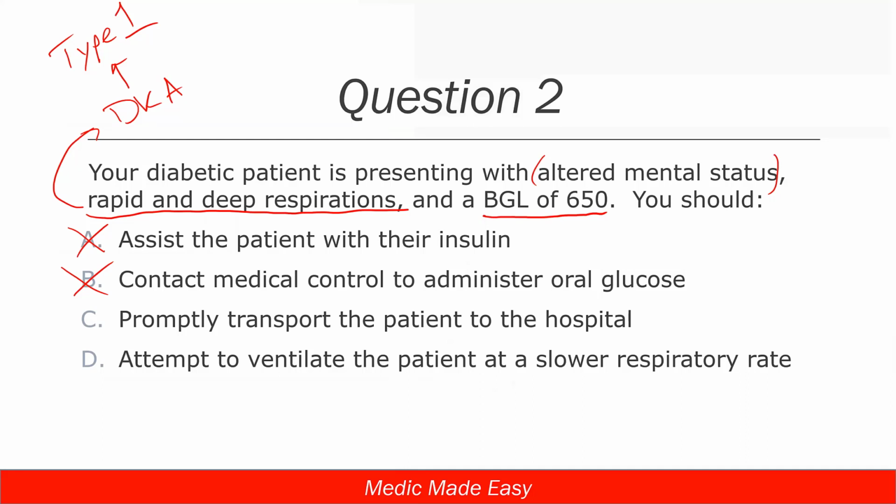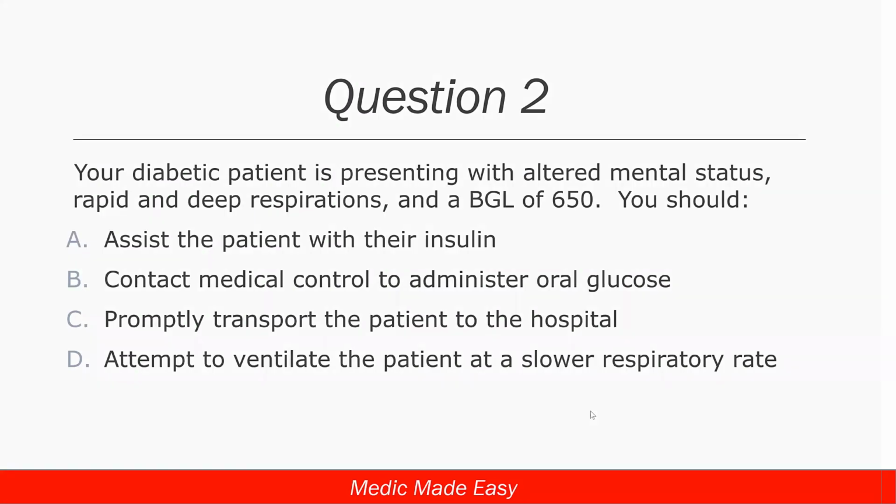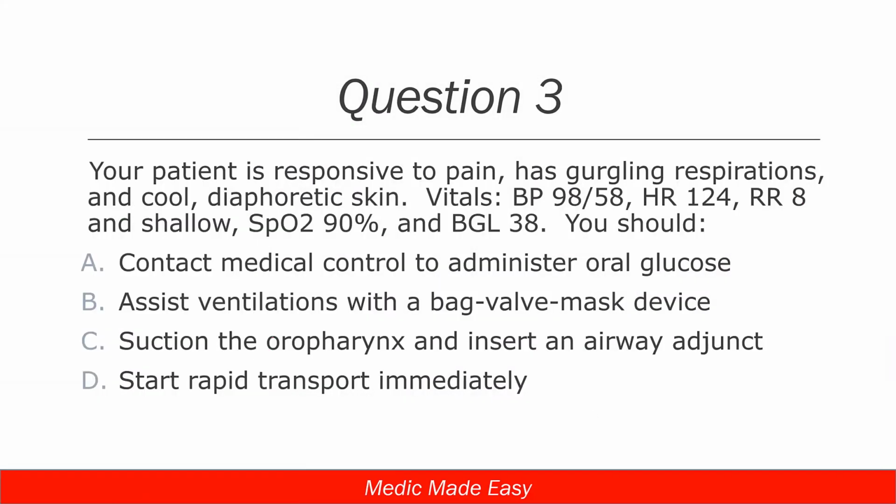So we don't want to try to ventilate them at a slower rate, because that would be us taking away that compensatory mechanism, right? The body is trying to deal with that acidosis. So bagging them at a slower rate is going to be working against the patient. It would actually make that person worse. So we don't want to slow down those respirations for the type 1 DKA diabetic patient. So D is out. C is going to be the answer that we will use. Just rapid transport to the hospital is going to be the most appropriate for this patient.